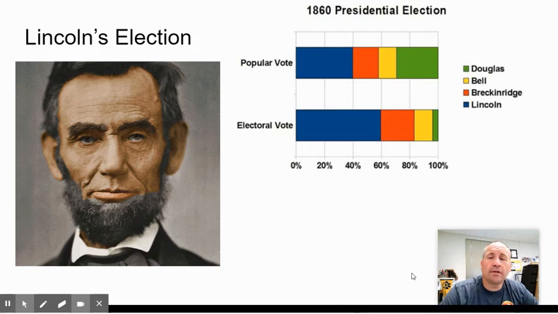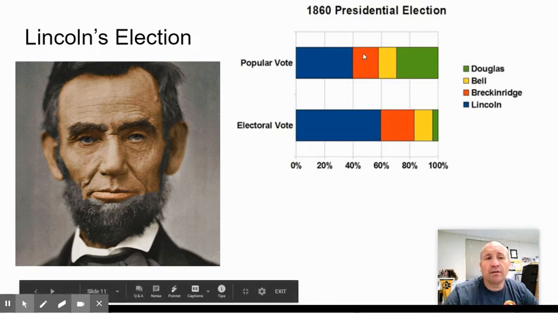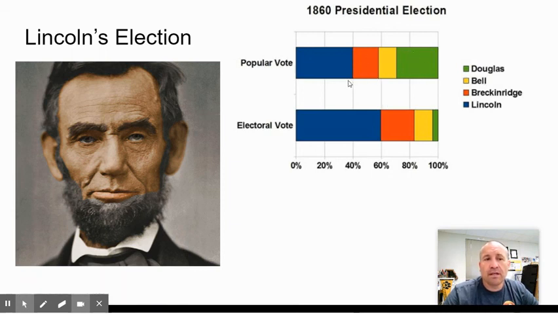And so if you look at our bar graph breakdown here, 60% of the American people vote for somebody other than Abraham Lincoln. He only gets 40% of the American people to vote for him. 60% vote for somebody else. But if you look, he gets more than each one of them. So he wins northern state after northern state, outpolling Douglas, and obviously Breckinridge is not going to get much support up north, and Bell with this brand new party is not going to get a whole lot of support. So Lincoln wins northern state after northern state.